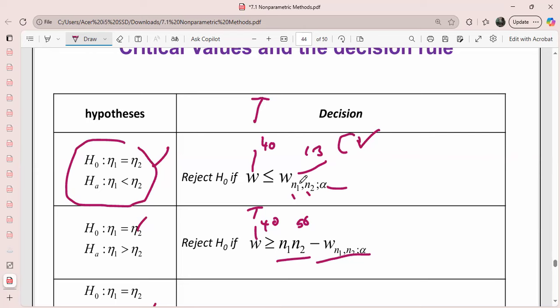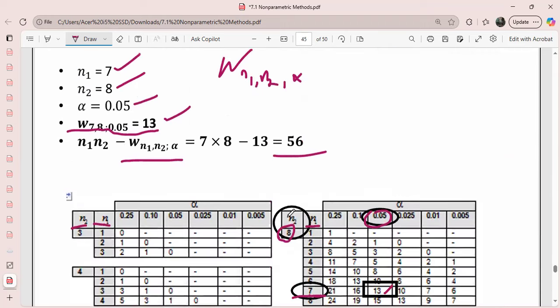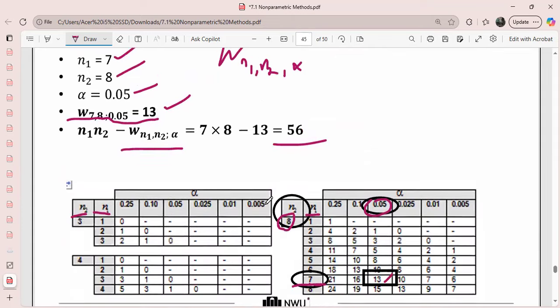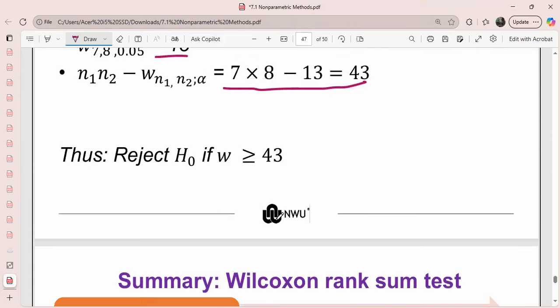Or you can use the one at 13. Yes. We have two conditions. Either you can use this one where this whole thing is 13. You saw how we got 13. Here it is. This whole thing is 13. So this whole thing now will change.